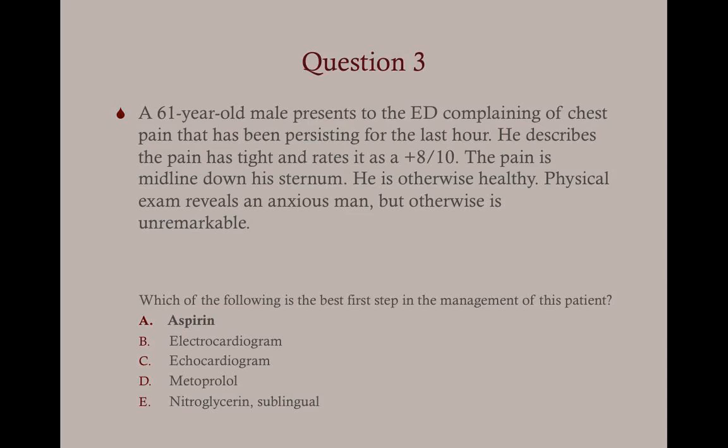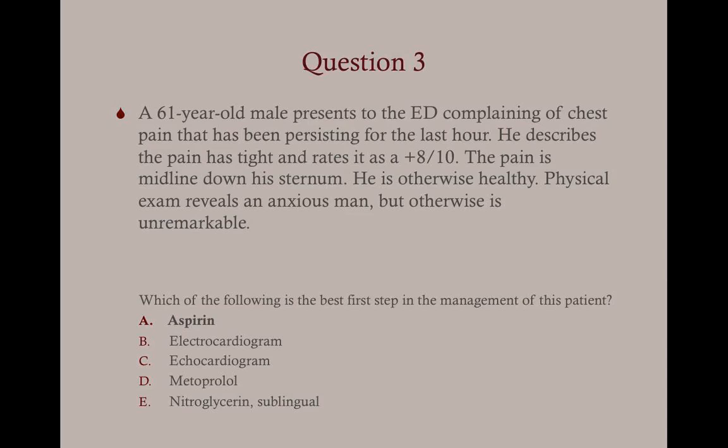Common ways for an MI to present are tight, pressure pain: it feels like an elephant is on me, I feel like I can't breathe. That's common for an MI to present as. This has been persisting for the last hour, otherwise healthy, not uncommon for an MI. This is a patient who is presenting with an MI more than likely. He's got all of the common signs for an MI. The substernal chest pain, it's severe, it's tight, otherwise there are no other symptoms other than just the plain chest pain. This is a man with an MI.